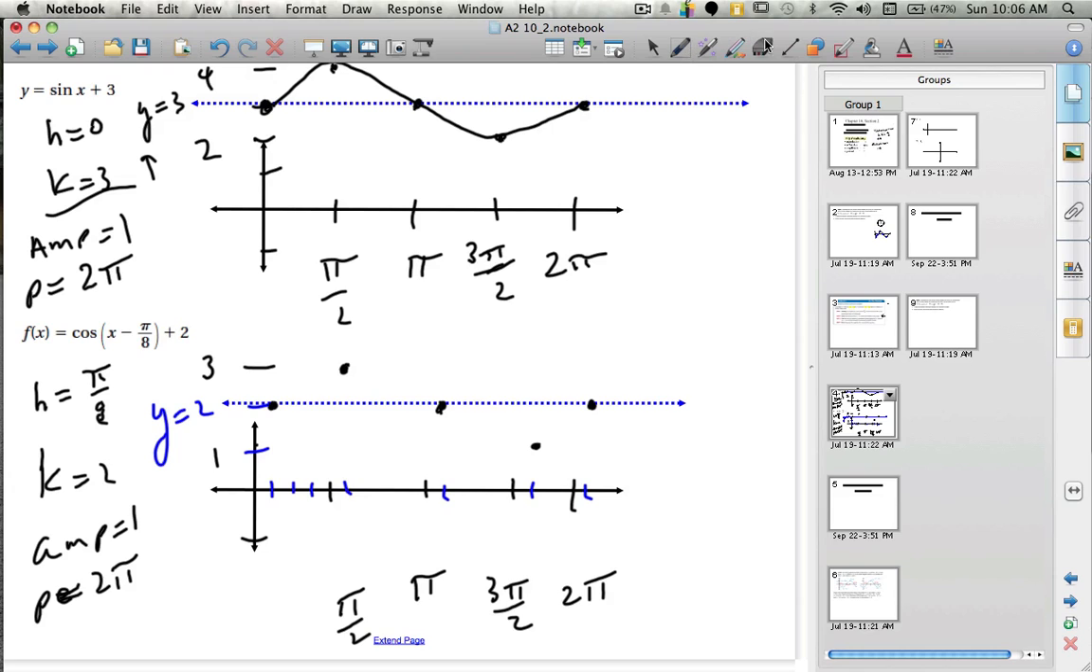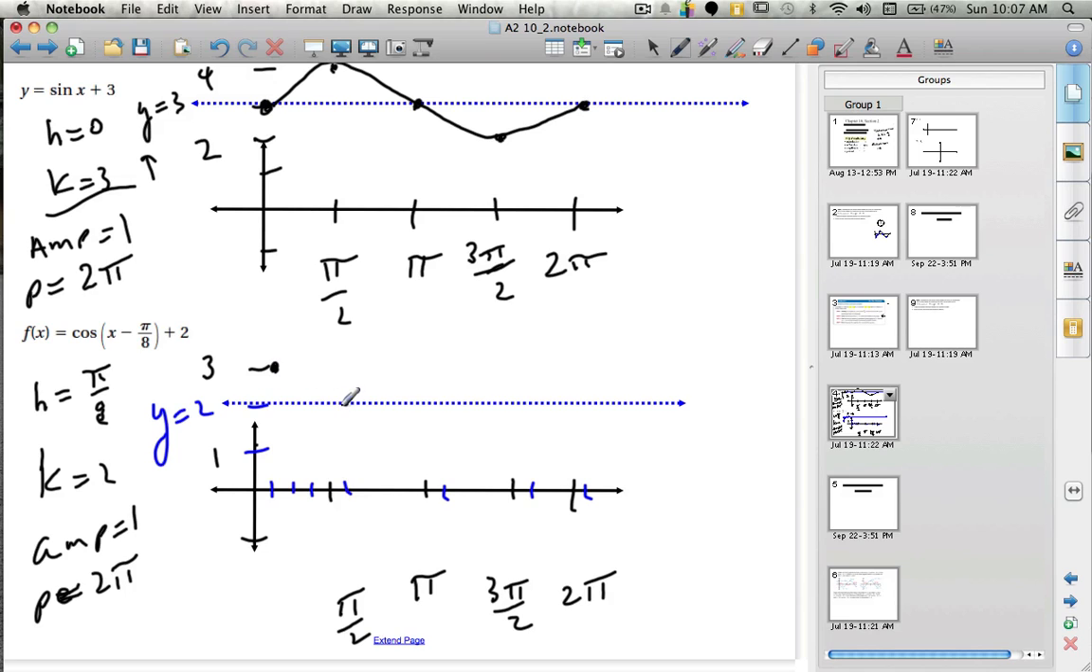What did I do? I graphed a sine function. No, no. A cosine function starts at the upper amplitude. So I start up here and not there. A cosine function starts at the upper amplitude, so I'm starting here.